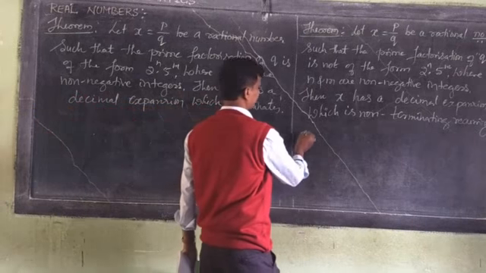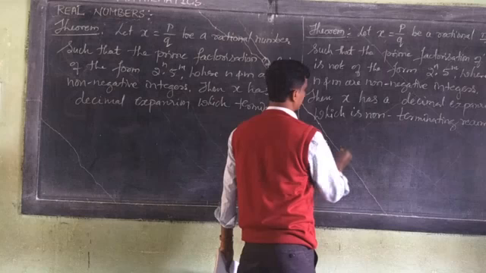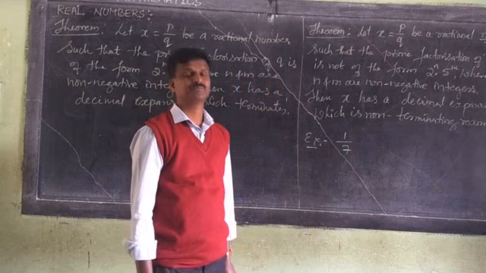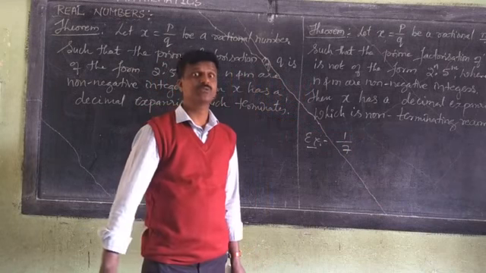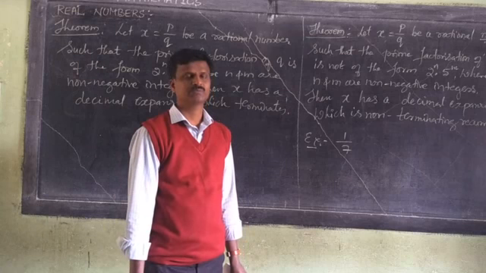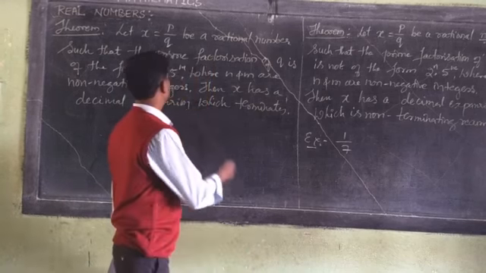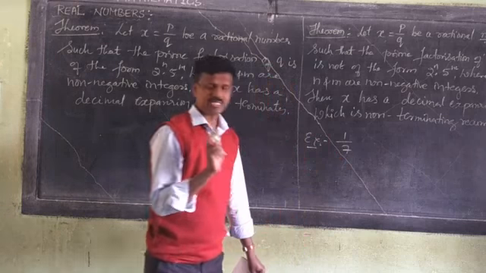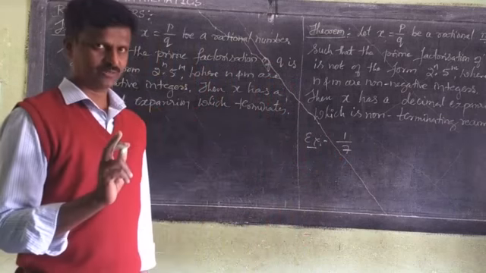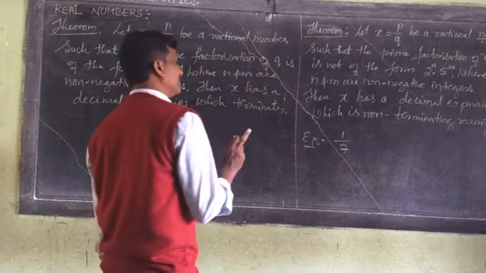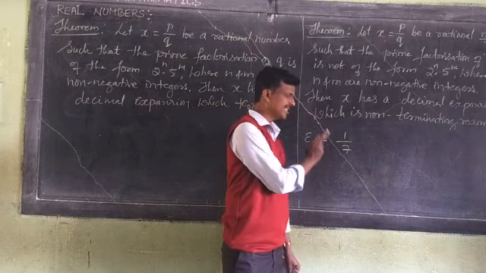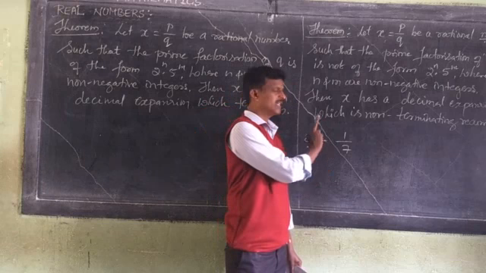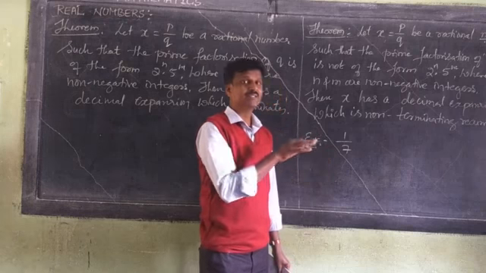For example, write 1 by 7. Here the denominator is 7. It is not in the form of 2, or 5, or 2 to the power of n and 5 to the power of m. That means we can easily say that it is a non-terminating and recurring decimal expansion, or repeating decimal expansion.